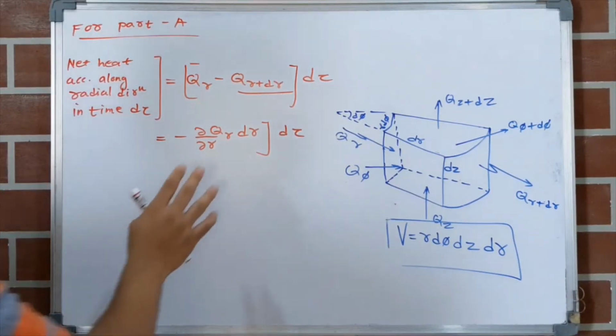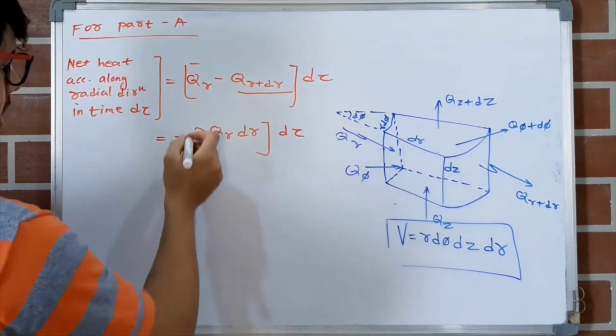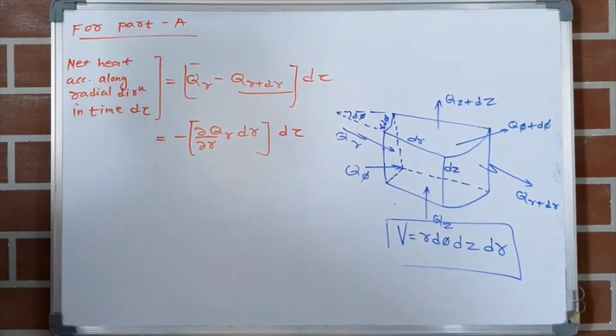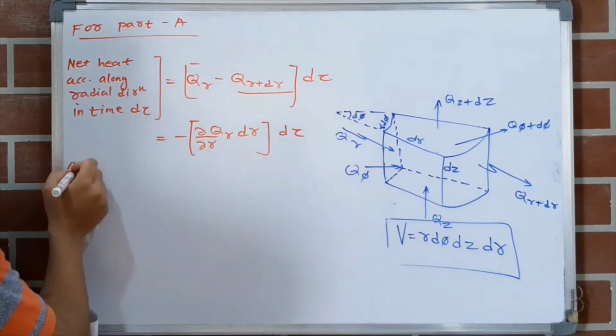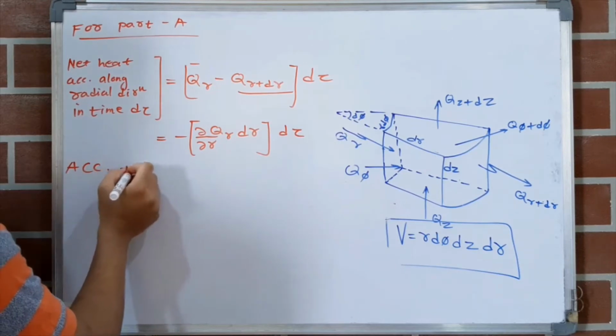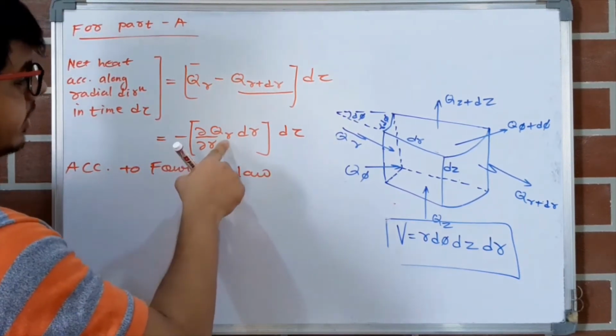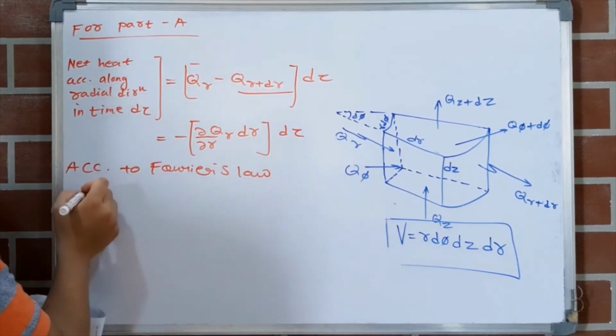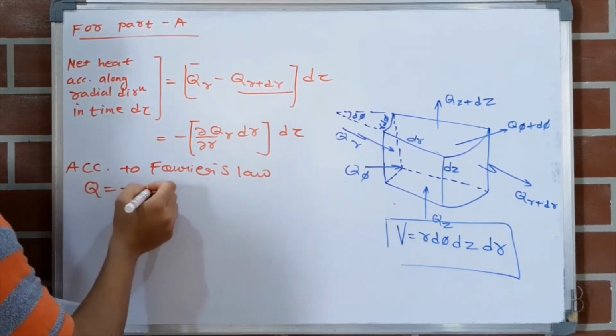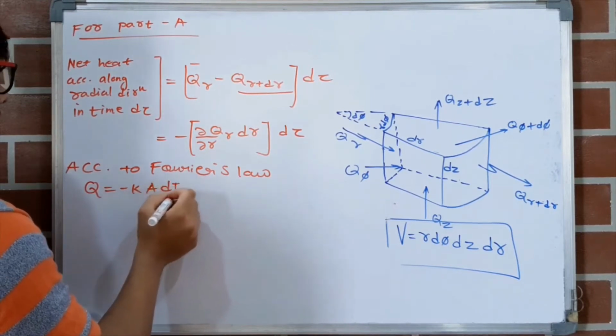Okay, so this is our equation. Now we will use Fourier's law. Why will we use Fourier's law? Because we want to find this value, that is qr. So according to Fourier's law, we have q equals minus k A dT by dx.